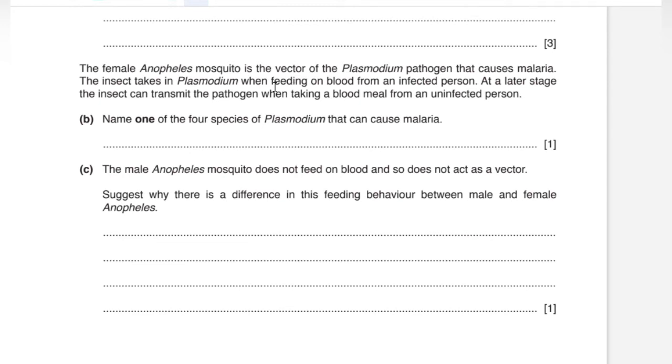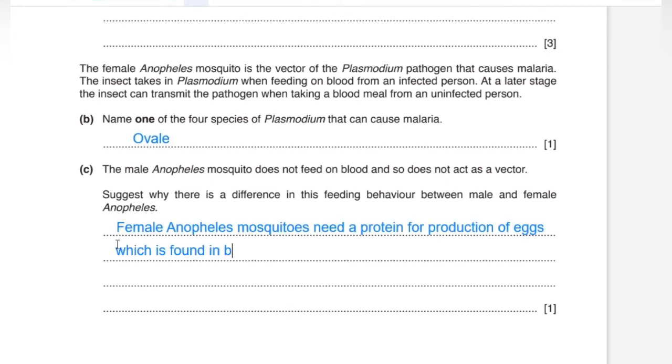B. Name one of the 4 species of Plasmodium that can cause malaria. You can write any one over here. I'll be going with Plasmodium falciparum. C. The male Anopheles mosquito does not feed on blood and so does not act as a vector. Suggest why there is a difference in the feeding behavior between male and female Anopheles. So male Anopheles do not produce eggs, and so they do not need a particular protein which female Anopheles mosquitoes need for the production of eggs, and they get this protein by taking blood meals.